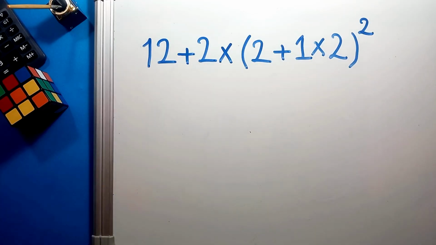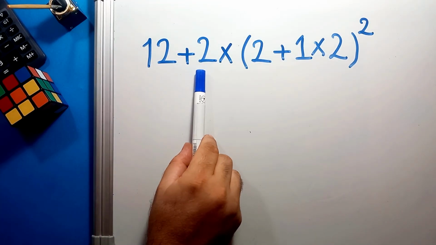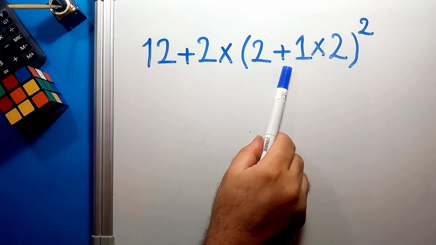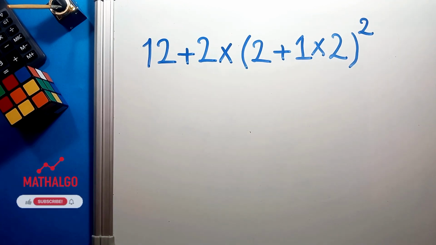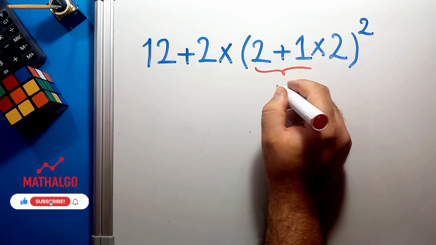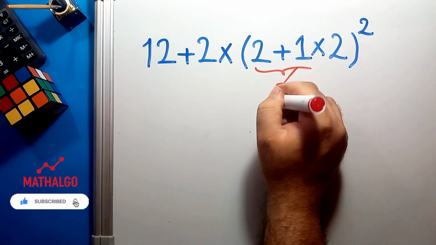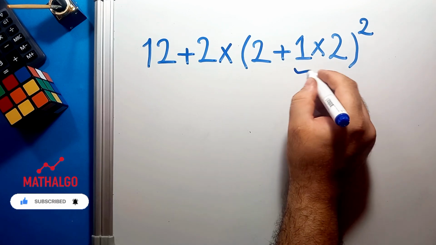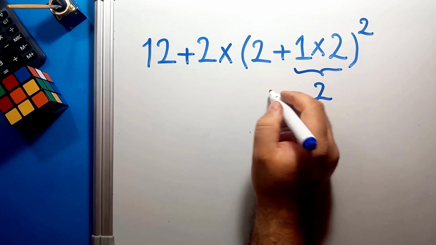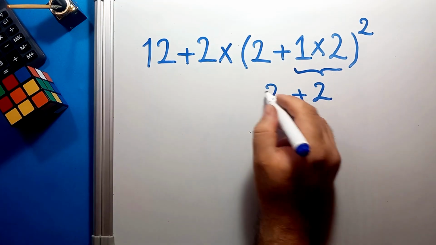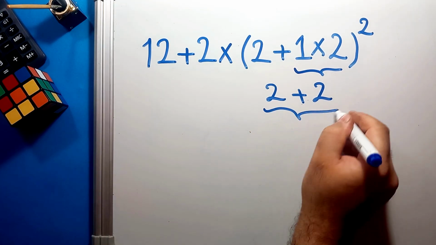Problem 2. 12 plus 2 times 2 plus 1 times 2 squared. Most mistakes happen inside the parentheses. Some people immediately do 2 plus 1 equals 3, but multiplication comes first. So we start with 1 times 2 equals 2. Now the parentheses become 2 plus 2, which equals 4.